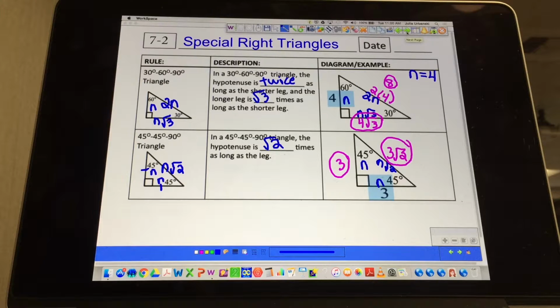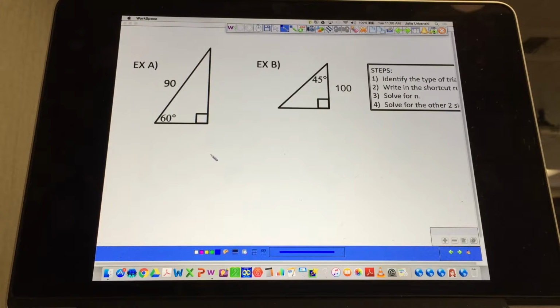Anyone still writing? Okay, so look at example A. Is this a 30, 60, 90, or 45, 45, 90? 30, 60, 90. Good. This is 60 right here. This is 90. If you subtracted from 180, you would get the 30 degrees that you need. Yes.